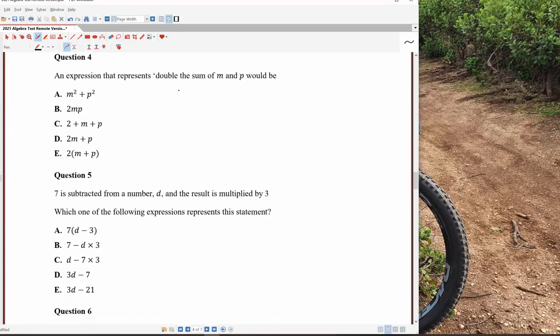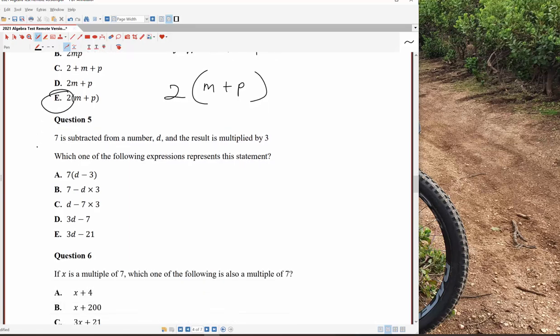The expression that represents double the sum of m and p would be, so when m is doubled, it is 2m, and when p is doubled, it's 2p, and these are being added together. The only thing is that one is not in the list of possibilities, so what would also be the case is the sum of m plus p is multiplied by 2, and there it is. So it depends on the form that you write it.